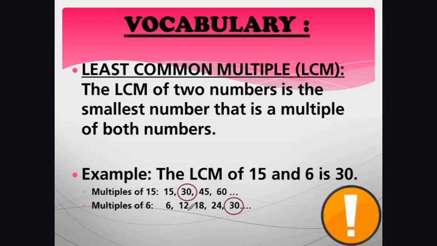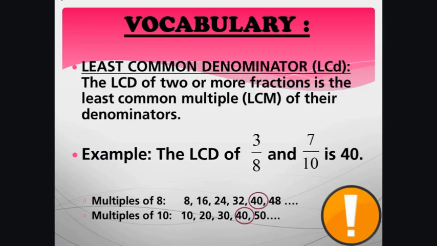6 plus 6 is 12. 12 plus 6 is 18. 18 plus 6 is 24. 24 plus 6 is 30. And we have the value now listed that's the smallest multiple of both numbers. So there we have the LCM of 30. So you've learned what the LCM is, the least common multiple.